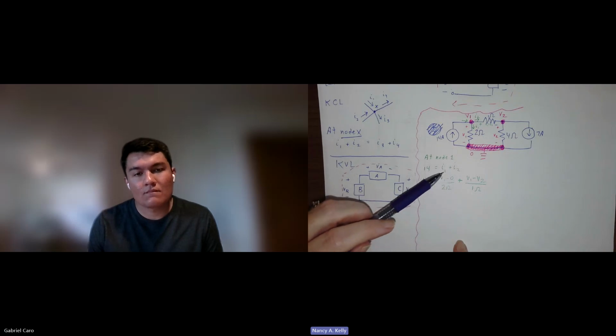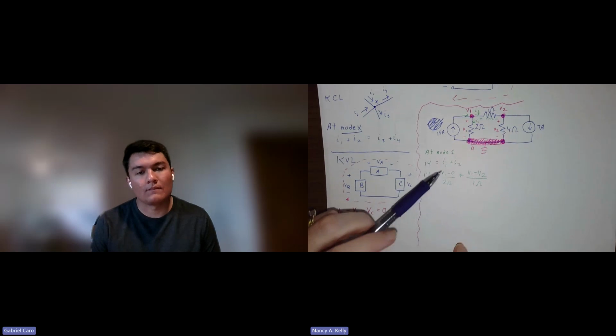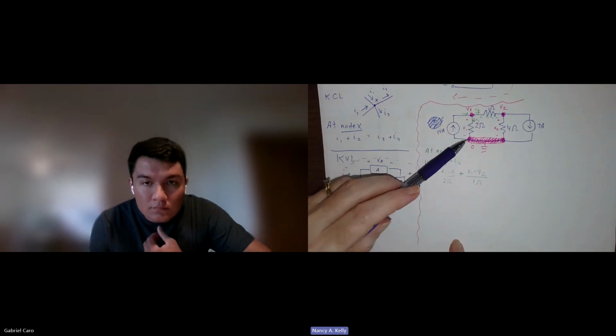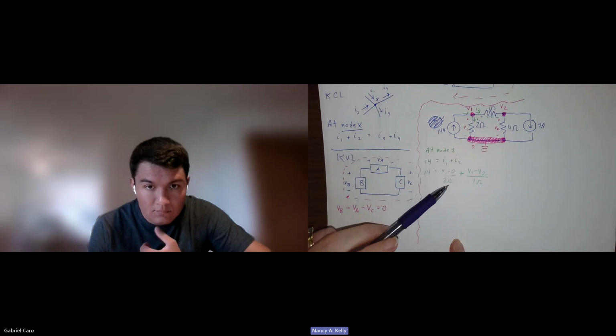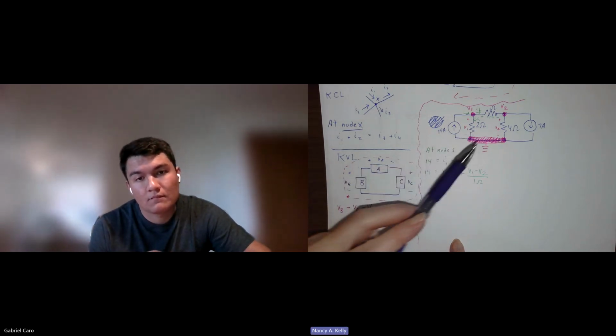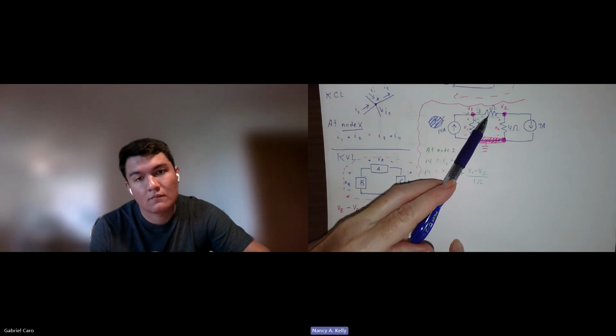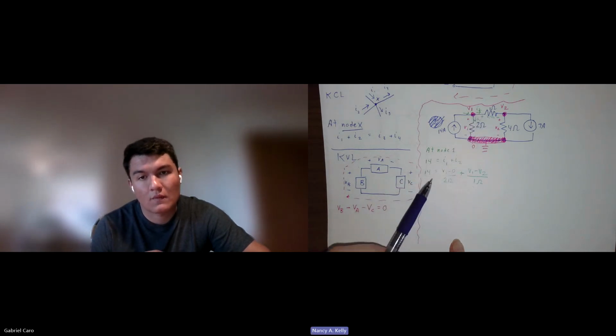But here, I don't want to use currents anymore. I want to use voltages to describe what's going on here. Because this current is flowing through a resistor, I can write it as V1 minus 0 divided by 2, the voltage over the resistance. I can do a similar thing here, the voltage over the resistance. So now I have this equation.